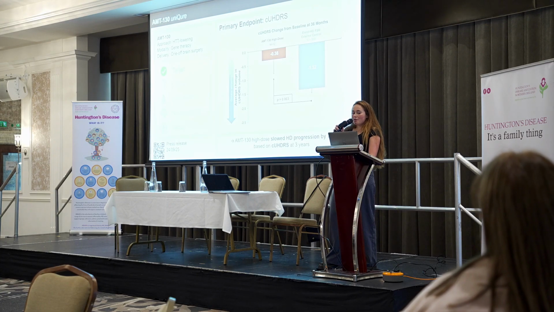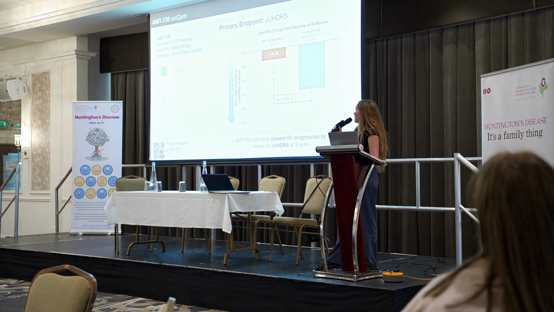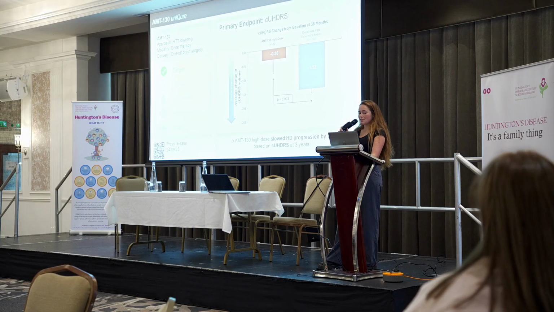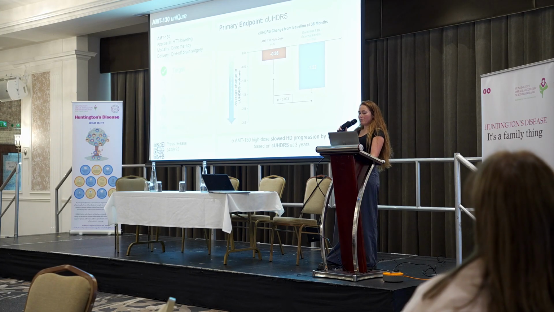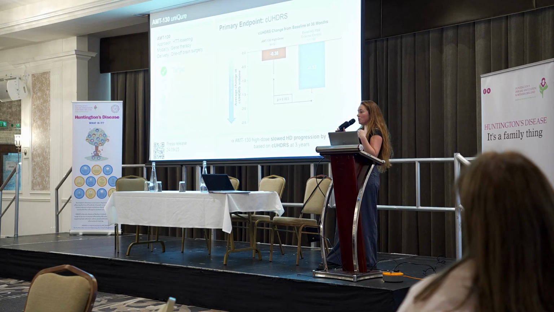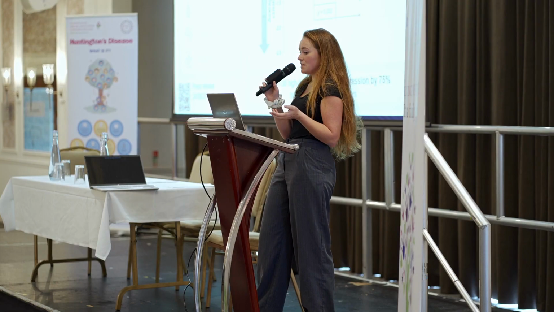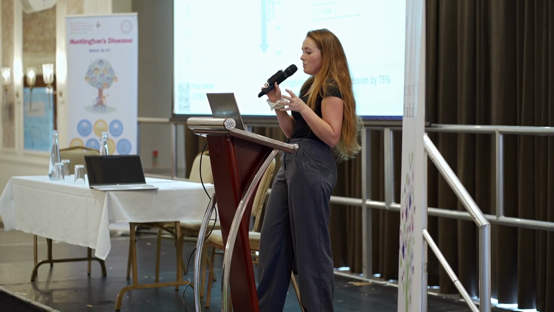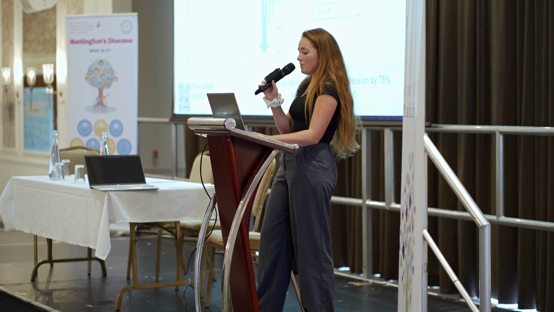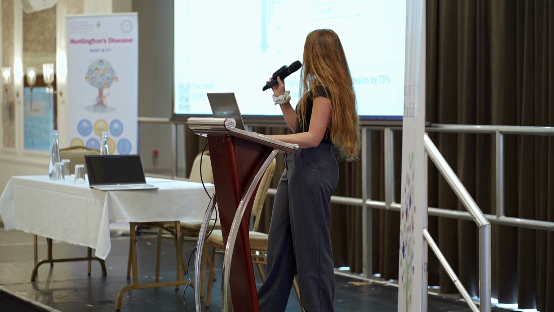So the really big one is that the primary endpoint of lowering the Composite Unified Huntington's Disease Rating Scale was met. Basically people who received the treatment, their clinical progression as measured by the cUHDRS score was reduced. And it was reduced by 75%, which is obviously a really big amount.